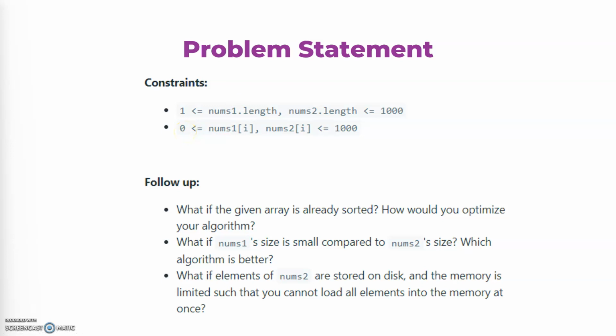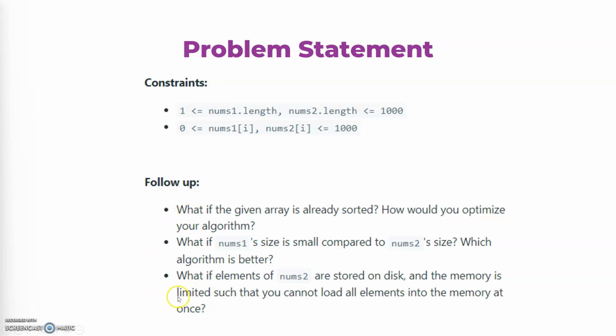So in this video, I'm using the optimized solution approach. Let's read through this follow-up. What if the given array is already sorted? How would you optimize your algorithm? What if nums1 size is small compared to nums2 size? Which algorithm is better? What if elements of nums2 are stored on disk and the memory is limited such that you cannot load all the elements into the memory at once? So these are the follow-up questions.